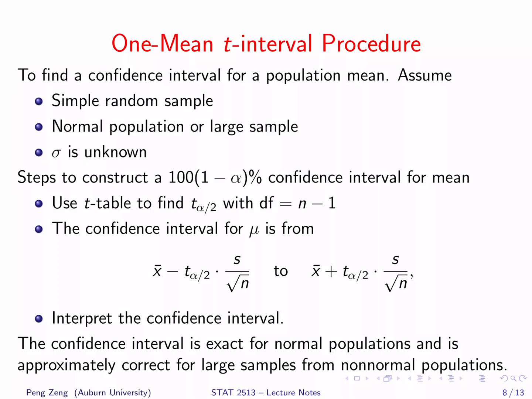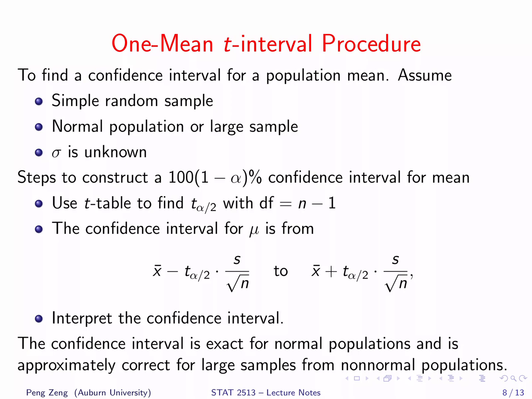This slide summarizes the one-mean t-interval procedure. We assume a simple random sample, normality, and the population standard deviation sigma is unknown. The discussion before on the normality also applies here. For example, we need to be careful about outliers.